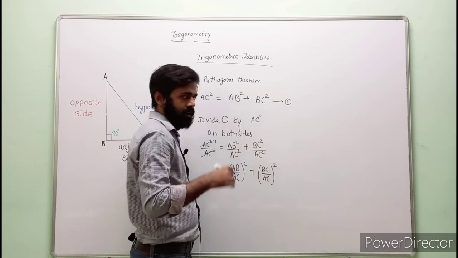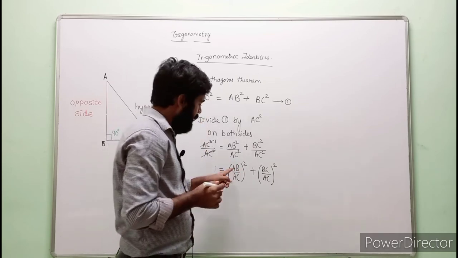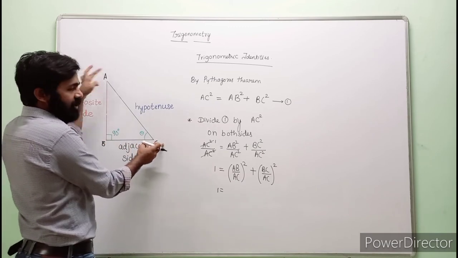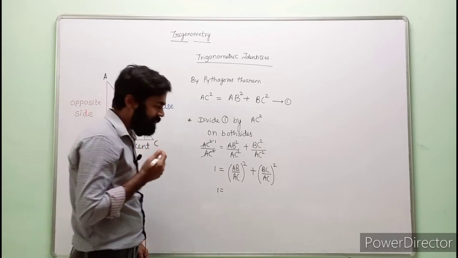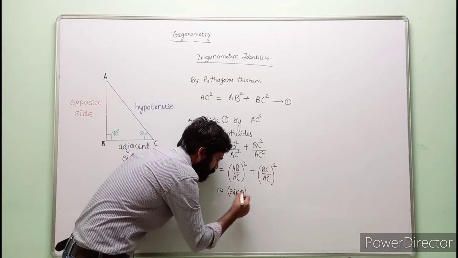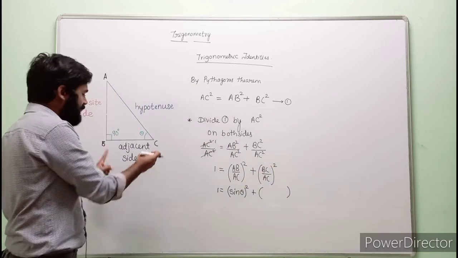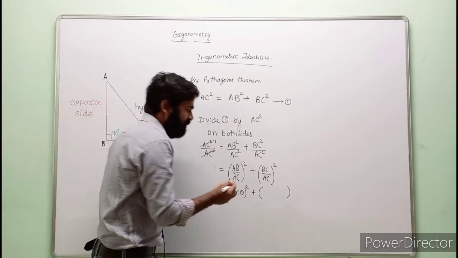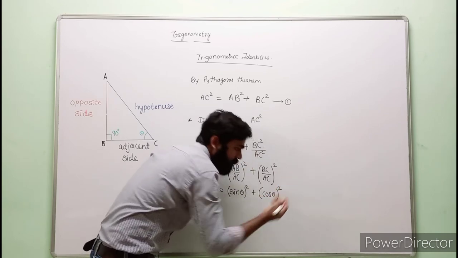Now see here. 1 equals AB by AC. AB is nothing but the opposite, and AC is the hypotenuse. Opposite by hypotenuse is sine theta, so this is nothing but sine theta whole square, plus BC by AC. BC is adjacent, AC is hypotenuse, and adjacent by hypotenuse is cos theta. So this is nothing but cos theta whole square.